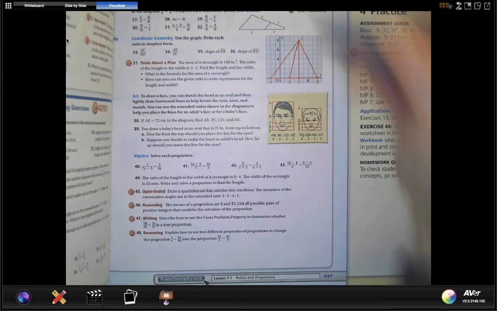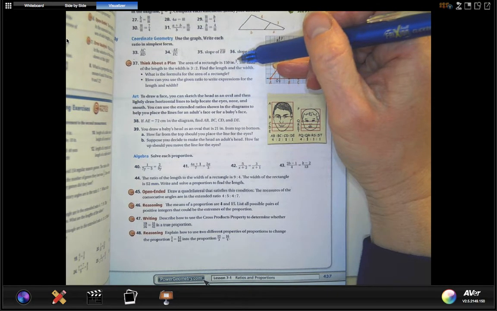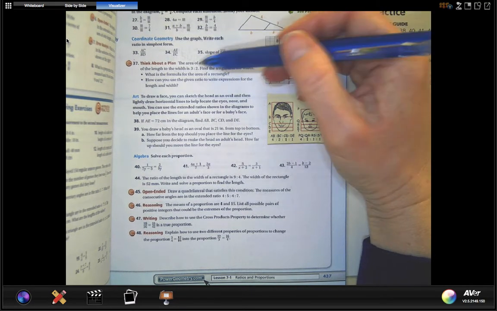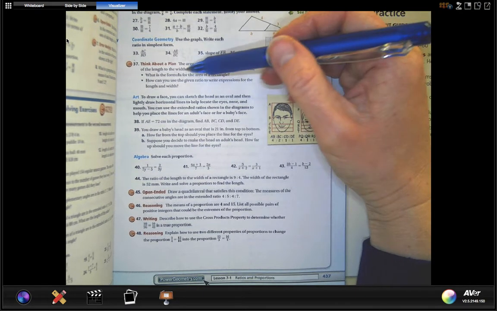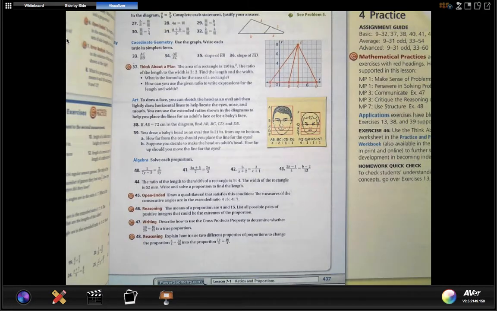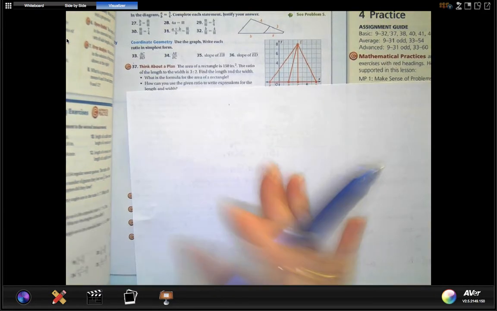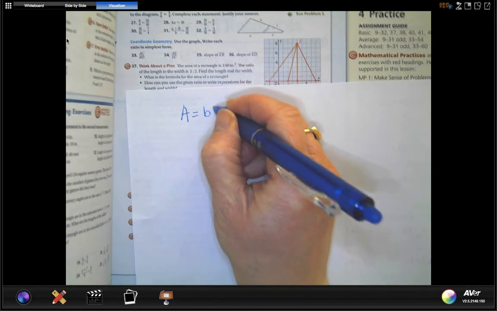Thirty-seven says the area of a rectangle is 150 inches squared. The ratio of the length to the width is 3 to 2. Find the length and width. So if you remember, the formula for the area of a rectangle is just base times height.